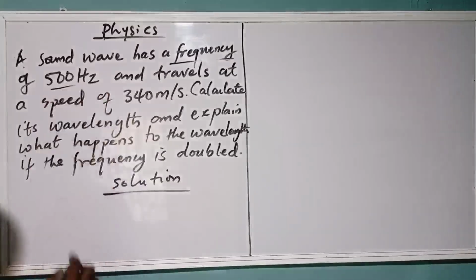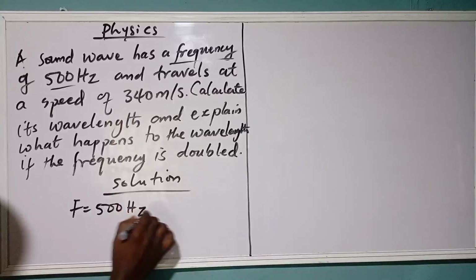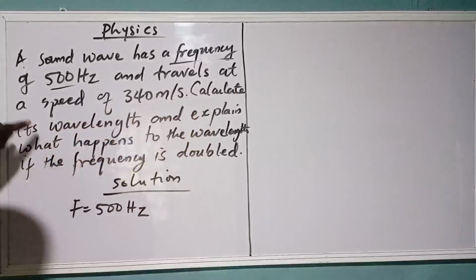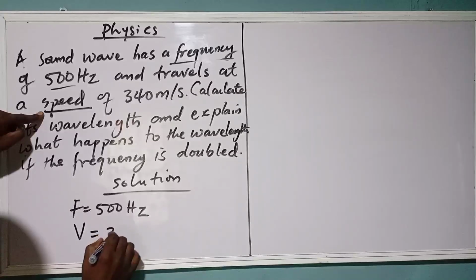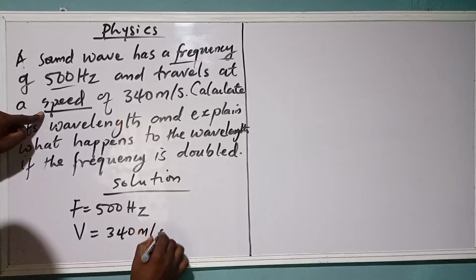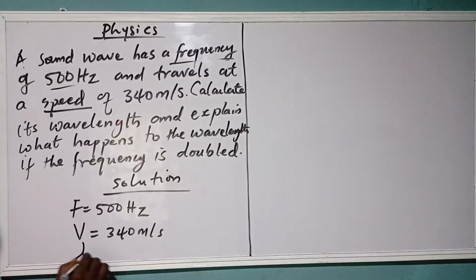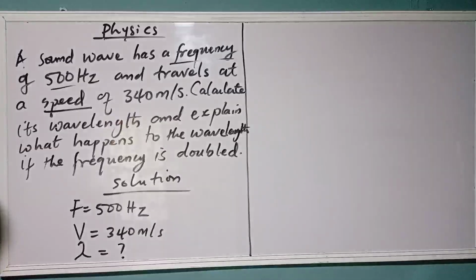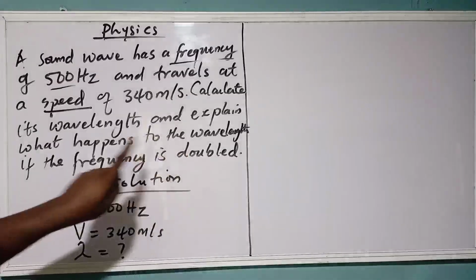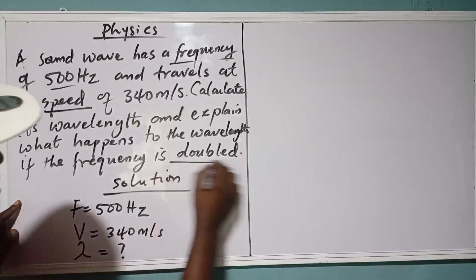Frequency is 500 hertz, so f is 500 hertz, and it travels at a speed. V is 340 meters per second. We should calculate its wavelength. Wavelength is represented with the symbol lambda, and that is to be found. Then they say we should explain what happens to the wavelength if the frequency is doubled.